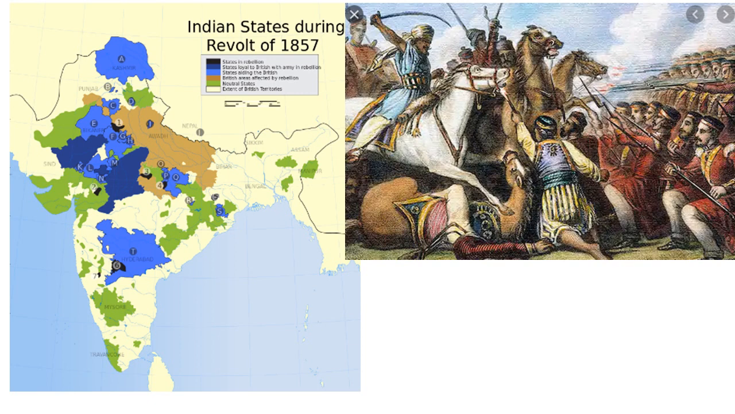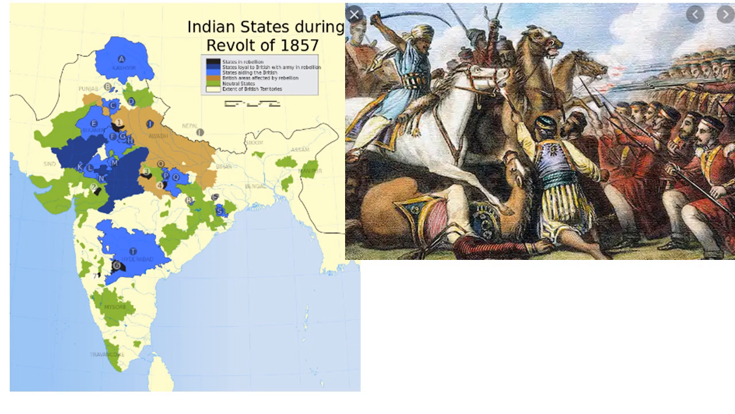Things changed in 1857. You can see on this map which states in India were under the domination of the East India Company. A big revolt broke out, consisting often of native soldiers who rebelled against their British officers, which was very scary for the East India Company and for Britain, which had understood the great interest of having control over India.